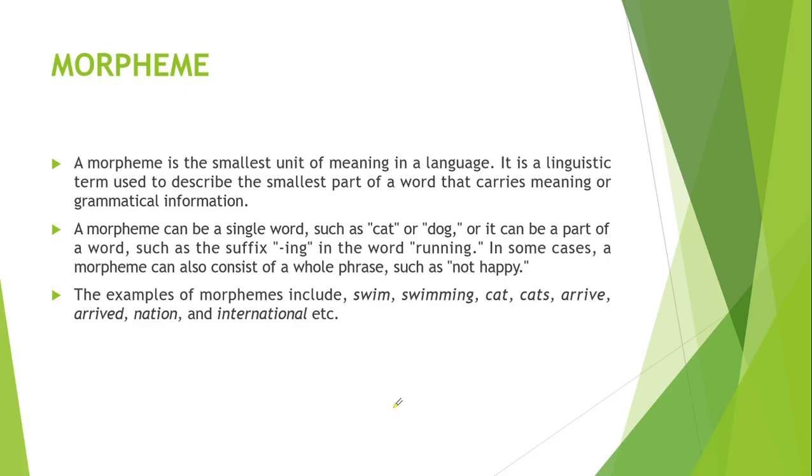A morpheme is a single unit of meaning in a language, a linguistic term to describe the smallest part of a word that carries meaning or grammatical information. Morphemes can be single words such as cat, dog. They can be parts of words such as the ing in running. In some cases, a morpheme can also consist of a whole phrase such as not happy. Examples of morphemes include swim, swimming, cat, cats, arrive, arrived, nation, international, etc. Swim is a single morpheme, but in swimming we have two morphemes. Cat is a single morpheme, whereas cats has two morphemes.